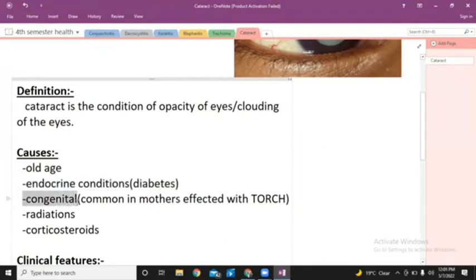Cataract can also be congenital. Now, what is congenital cataract? Congenital cataract is cataract in neonates or newborn babies, which they have contracted from the mother, and it is common with those mothers who were previously affected with one of the TORCH diseases, and some radiations, some chemical radiations, and some drugs, some ophthalmological topical drugs like corticosteroids, which can also affect the lens of the eyes and cause its opacity. So these are all the causes, and these causes are very much self-explanatory.